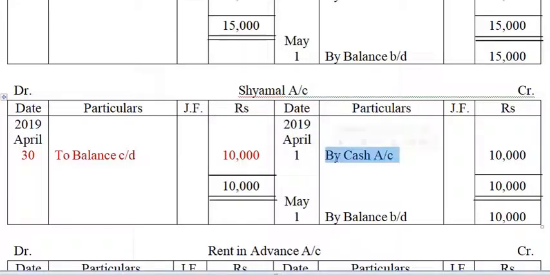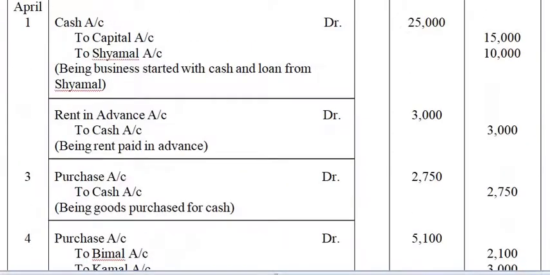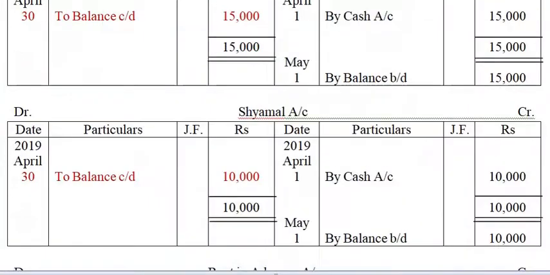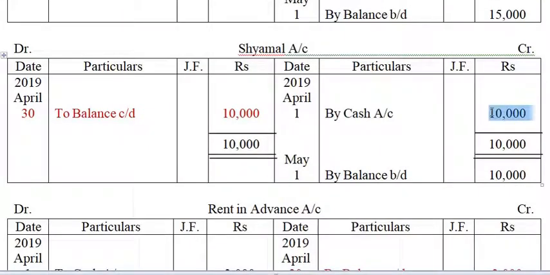we will record as by cash account. Okay, but the amount you will not write 25,000. Students may get confused because out here the amount of cash is written 25,000, but that's completely wrong. We have to refer to this particular amount which is written out here, that is 10,000. Okay, for SHAML, because from SHAML you are taking loan of rupees 10,000. Okay, so you have to put that correct amount. Okay, 10,000 rupees. Okay, we recorded towards the credit side.